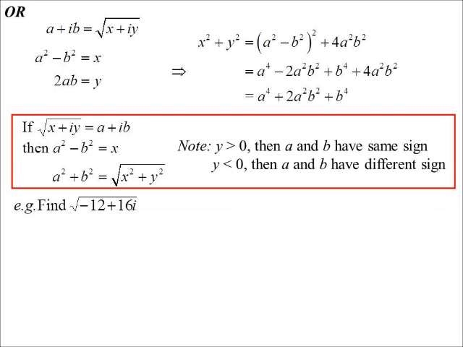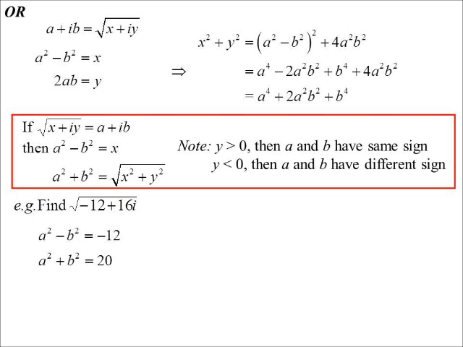So if I go back to this question, is it a quicker way of doing it? Well, let's have a look. I've got to find the square root of minus 12 plus 16i. So I'm going to say a squared minus b squared is negative 12, because a squared minus b squared was the real part. And a squared plus b squared is the square root of x squared plus y squared.